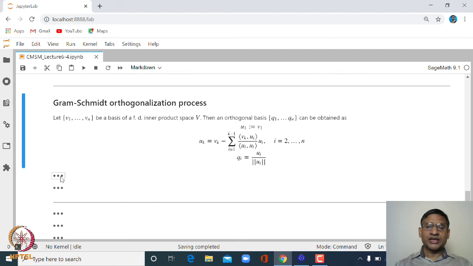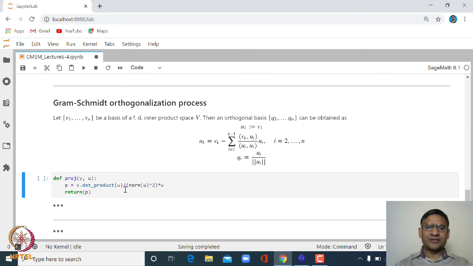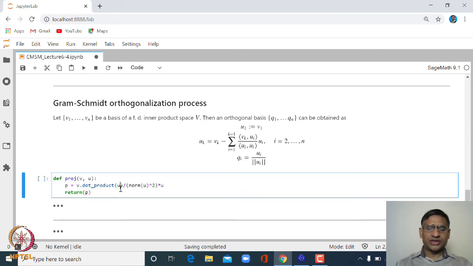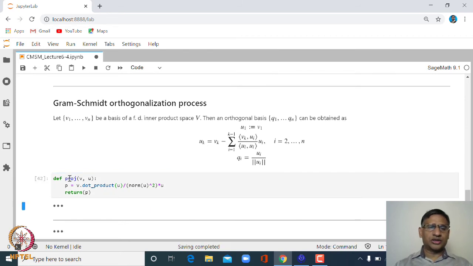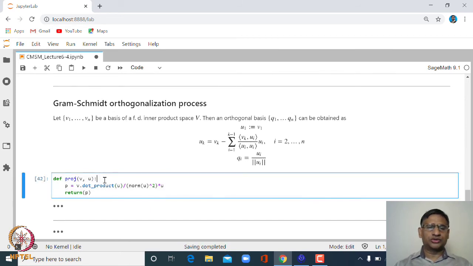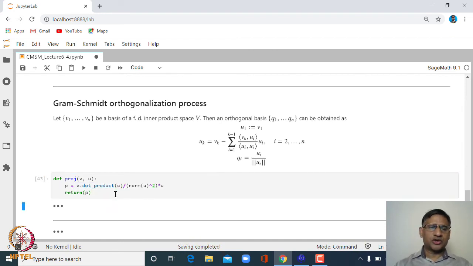So let us create a user defined function for this, a Sage subroutine for this. So how do we do that? Let us work with the standard inner product in Rn. So we have the projection of a vector v onto u, which is v dot u divided by norm of u square, into u. So that is the orthogonal projection.